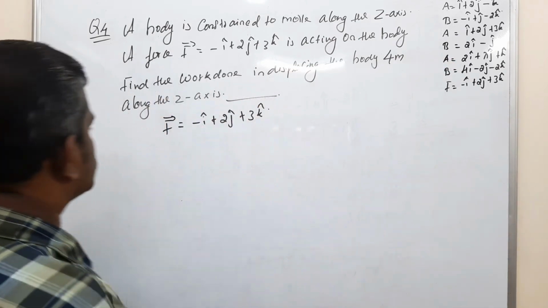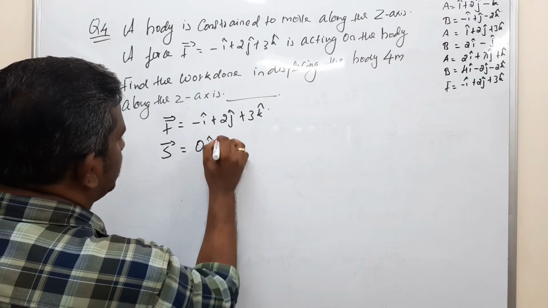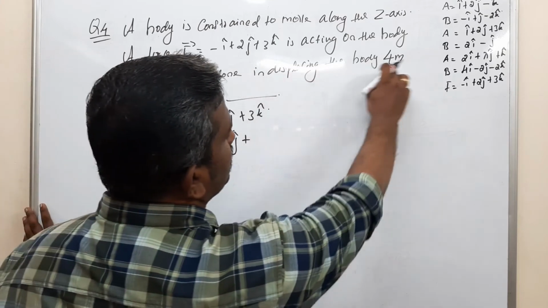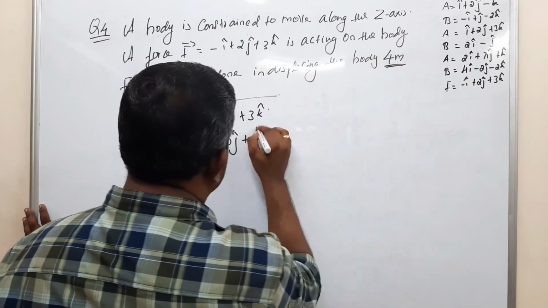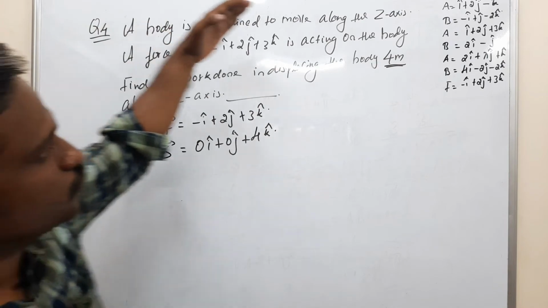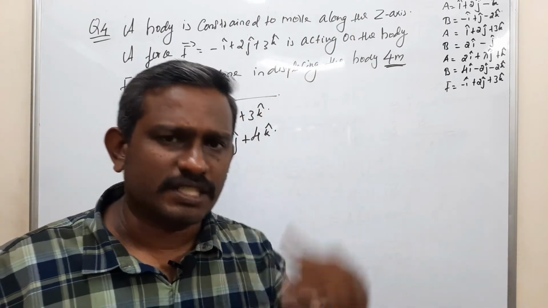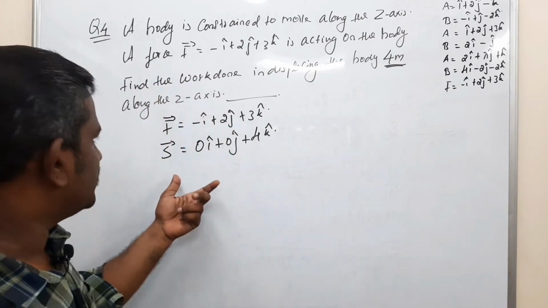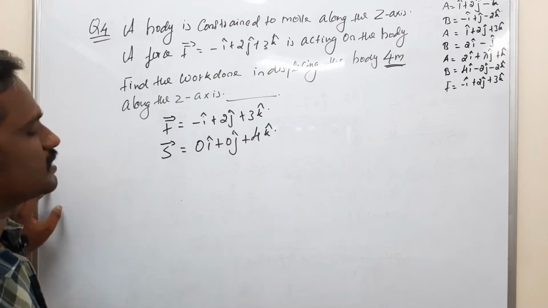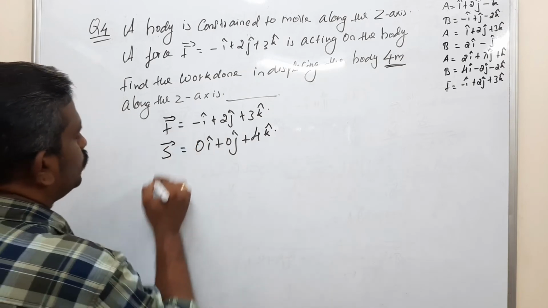So the displacement vector, S vector, is equal to 0 i cap plus 0 j cap plus, what is the value in the z axis? That is 4 meters, that is 4k cap. Understood? That's why a body is constrained to move along the z axis only. The body is moving in the z axis alone, so the other two components are 0. So the displacement vector in rectangular component form is S vector equal to 0i cap plus 0j cap plus 4k cap. Easy. Then we have to find the work done.